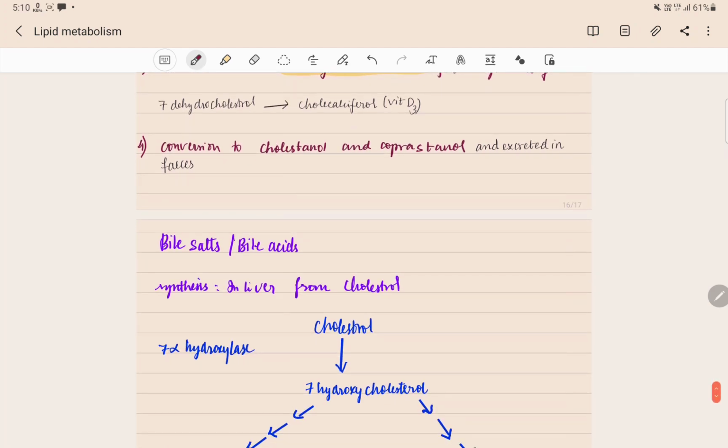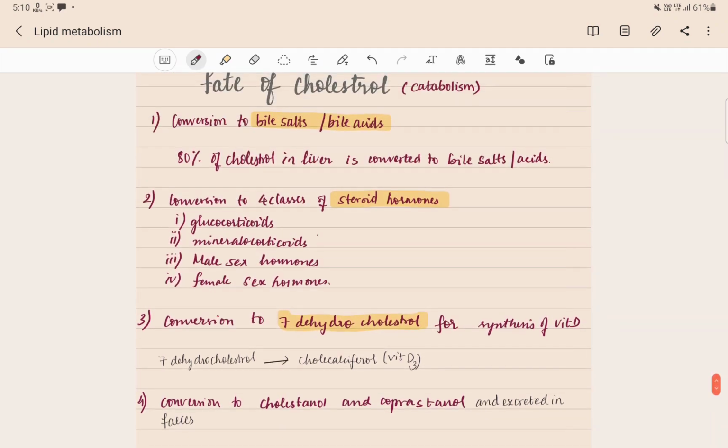Then there is conversion to cholestanol and coprostanol, which are excreted in feces. This conversion is done in the large intestine by the intestinal bacterial flora. So this was cholesterol synthesis. Thank you.